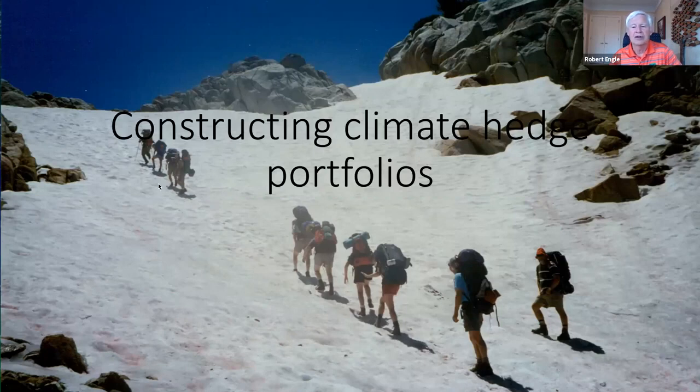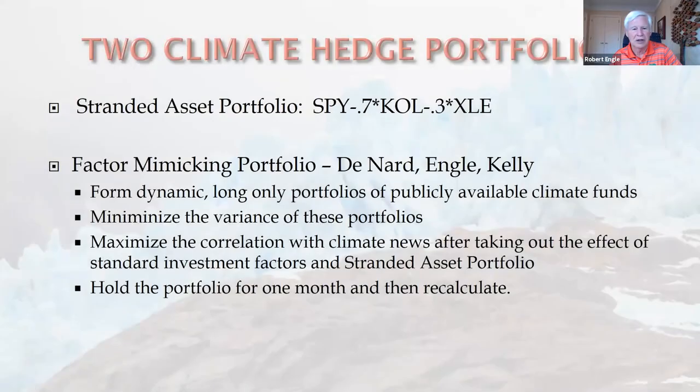It's not so easy to figure out how to construct climate hedge portfolios, and there are several strategies out there. One, we're going to do a two-factor climate model, one of which is the stranded asset portfolio proposed by Bob Litterman, which is basically long the S&P 500, short 70% of the returns on a coal ETF and 30% of the returns on energy fossil. Well, this is all energy stocks. So it presumably does well when these energy stock prices are going down and does badly when they're going up, sort of like today. But it did well last year when they were going down.